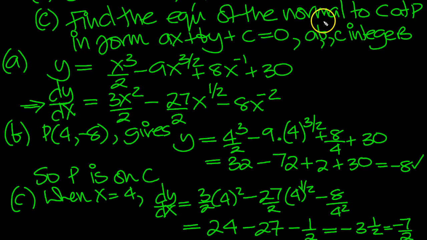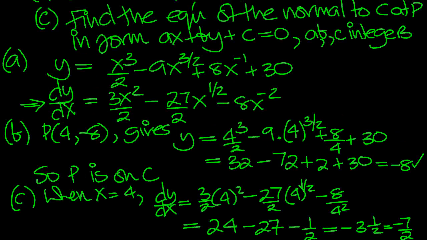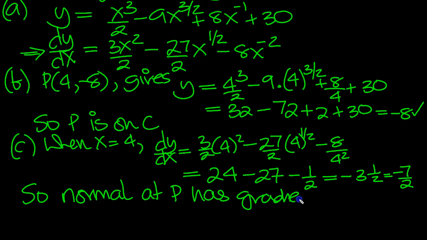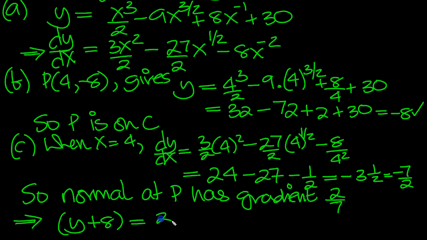So the normal to C at P has gradient. Well, if the gradient of the tangent is that, the gradient of the normal will be 2/7, won't it? Because this times this will give a product of minus 1. So that implies the normal: y minus, at P, the y value is minus 8, so it's y plus 8, is equal to the gradient, 2/7, x minus the value here, 4, because it goes through this point P, doesn't it? So that tells us that.